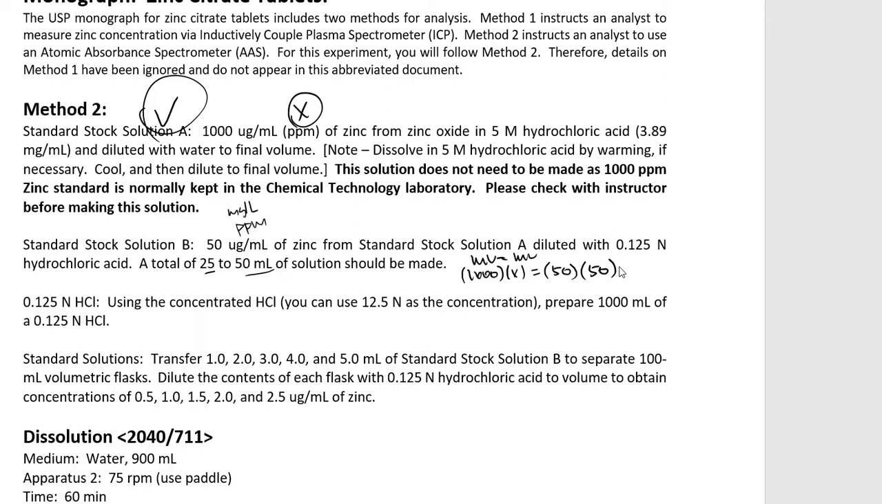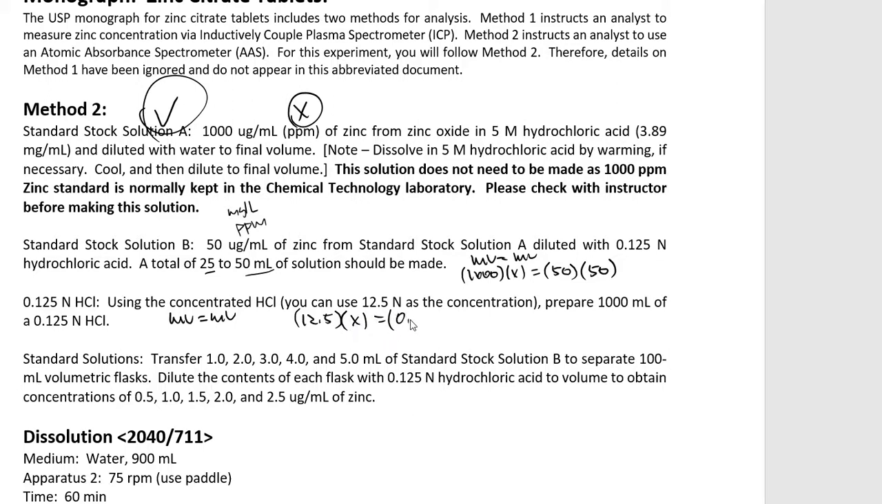This also says 0.125 normal hydrochloric. Don't use water, so we're going to have to make that on our own. That's not going to be prepared, and it's another dilution step. It's MV equals MV. So the molarity here is 12.5, and the volume, I don't know what to use. That's what I'm trying to solve for.